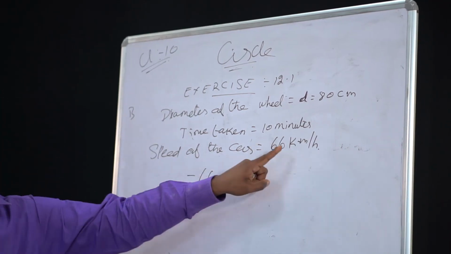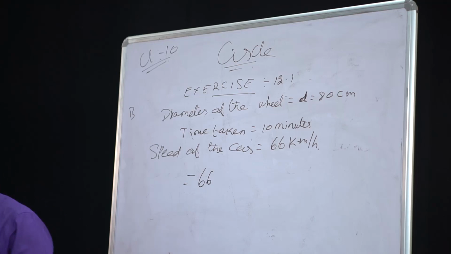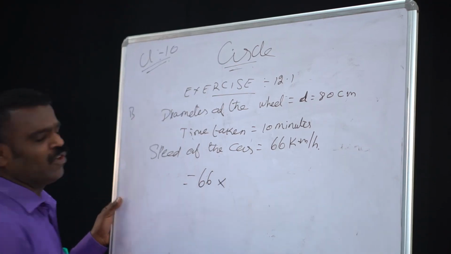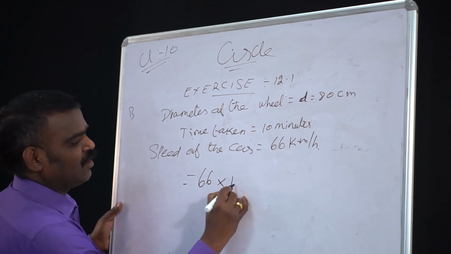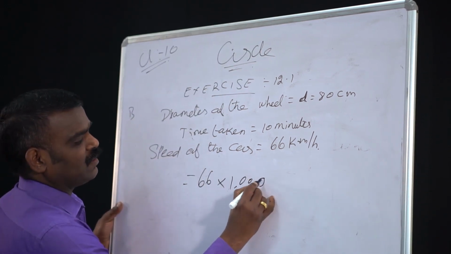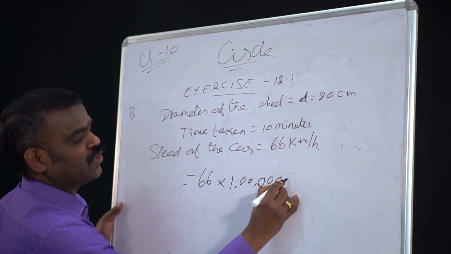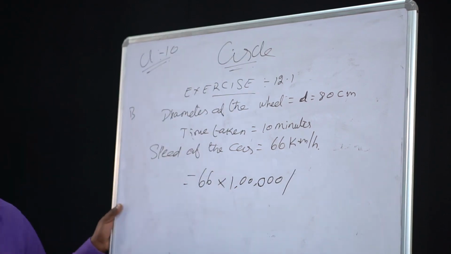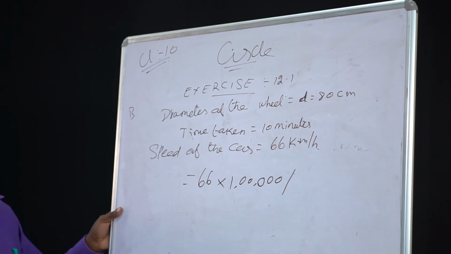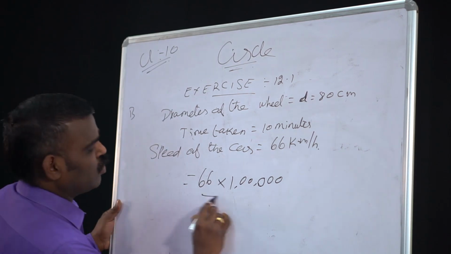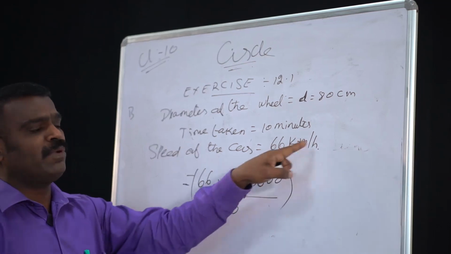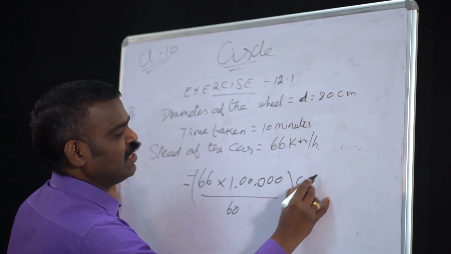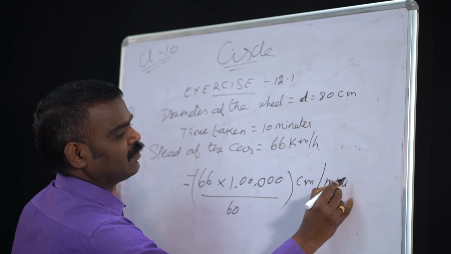66, better we convert kilometer into centimeter. How many centimeters equal to 1 kilometer? There are 1 lakh centimeter equal to 1 kilometer. Then we have to convert hours to minutes. How many minutes equal to 1 hour? 60, right? So now it is no more kilometer per hour, now it is centimeter per minute.